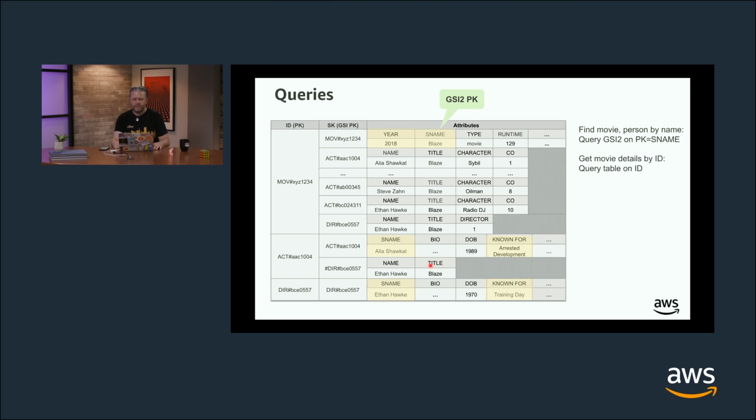So how do we get movie details? Now that we've, let's say, searched for a given movie, Blaze, we want to see the details. We click on the link in the window, and how do we get the details for the movie? We'll query the table on the ID, right? So the record in this case should include entity detail, right, which is this top item, but also other related information. So relationships, what actors were in that movie, who was the director, and so on.